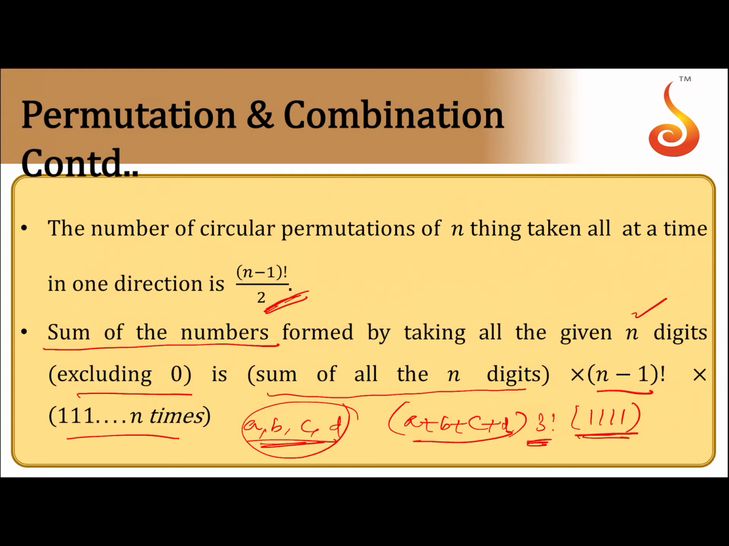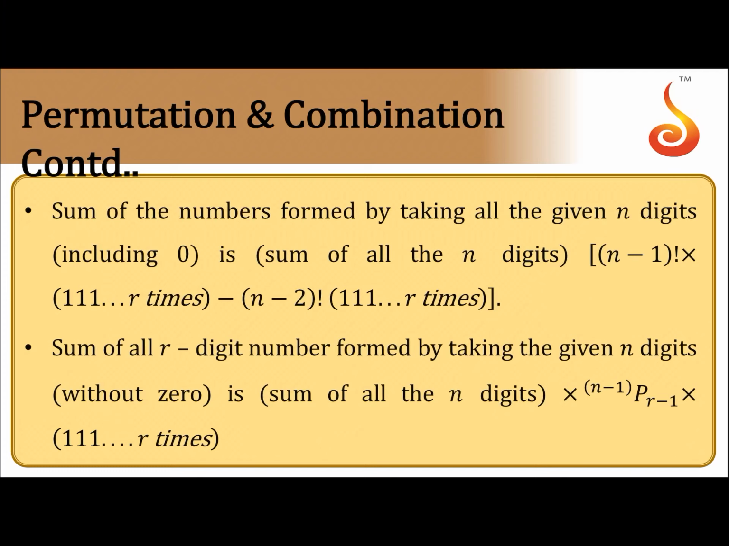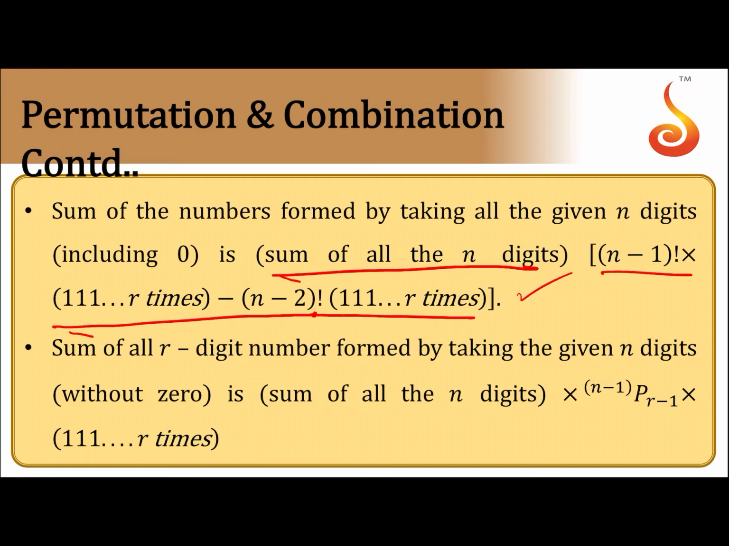In the same way, if 0 is included, then the formula is: sum of all n digits multiplied by (n minus 1) factorial multiplied by r times 1, minus (n minus 2) factorial multiplied by r times 1.